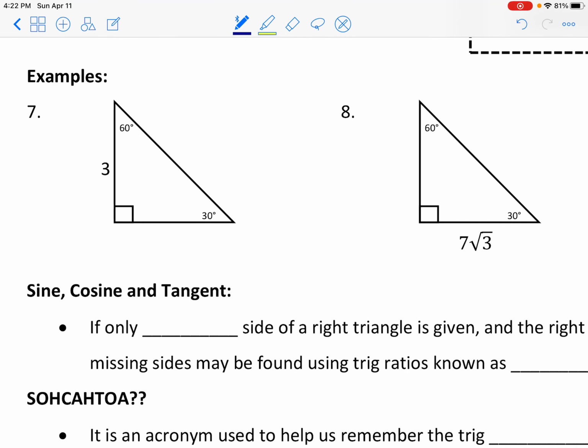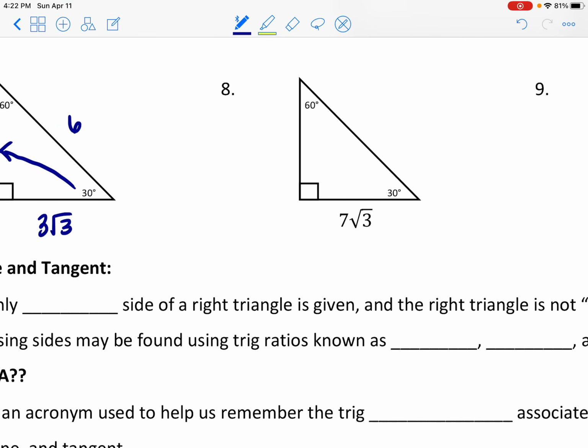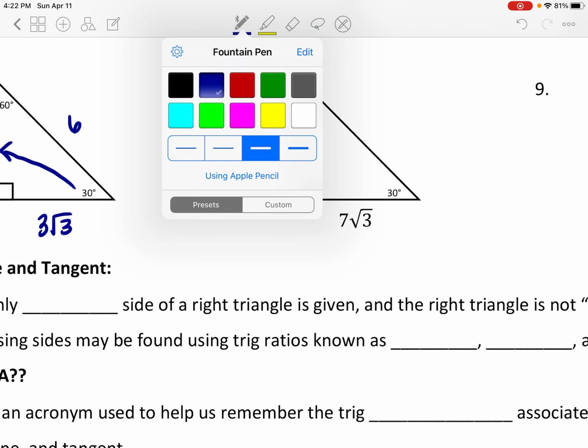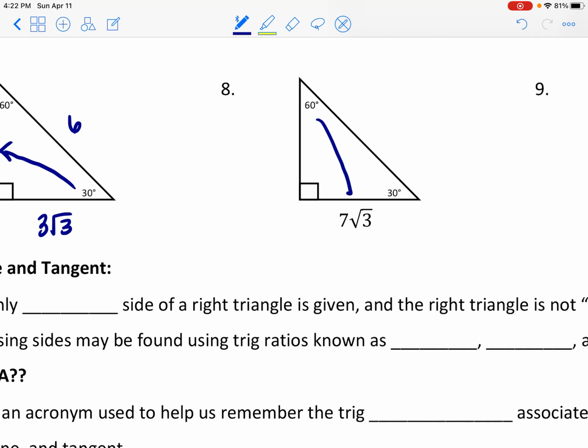So again, here's our smallest side. I know it's the smallest side because it's across from the smallest angle. So if I double that, my hypotenuse has to be 6, and if I multiply it by a radical 3, my longer leg has to be 3 radical 3. Okay, this time I know my longer leg is 7 radical 3, which means the shorter leg has to be 7. So instead of multiplying by radical 3, I divide it out. And now that I have the smaller leg as 7, if I double that, my hypotenuse has to be 14.